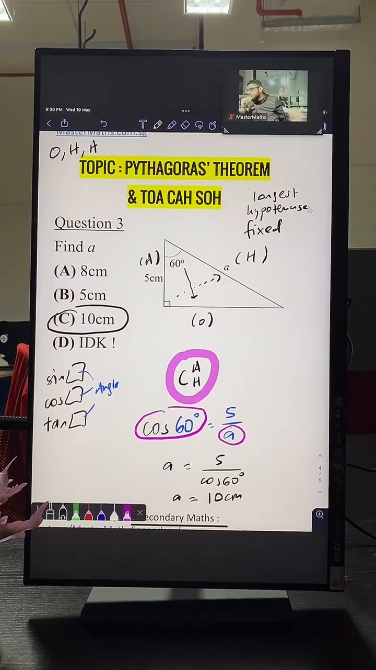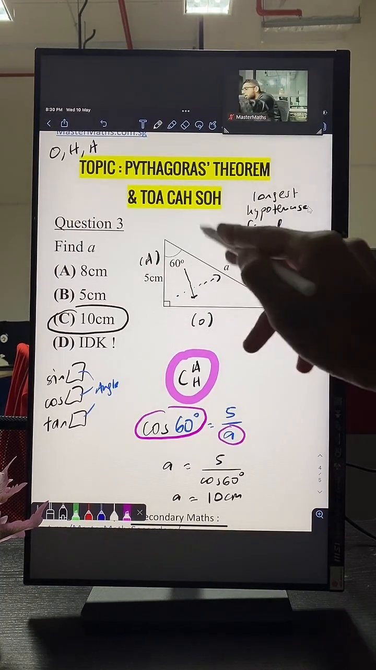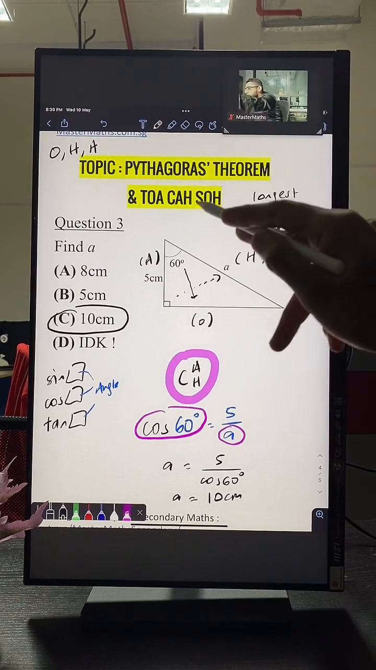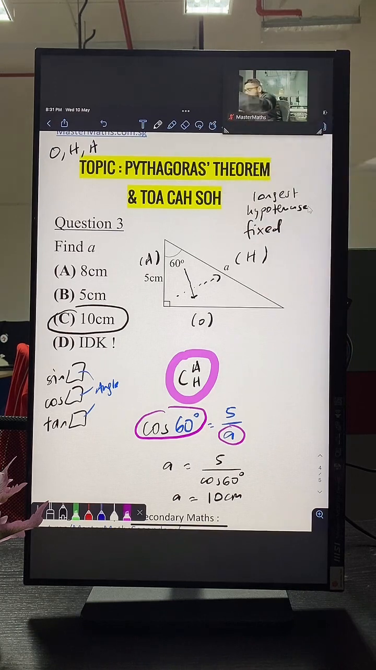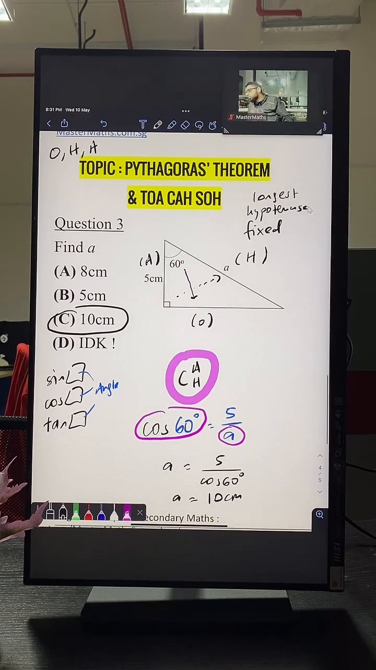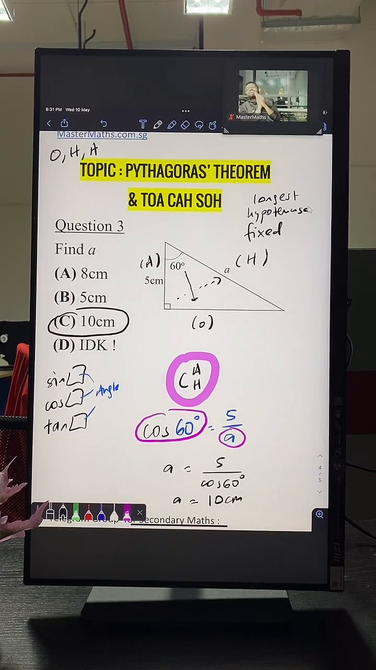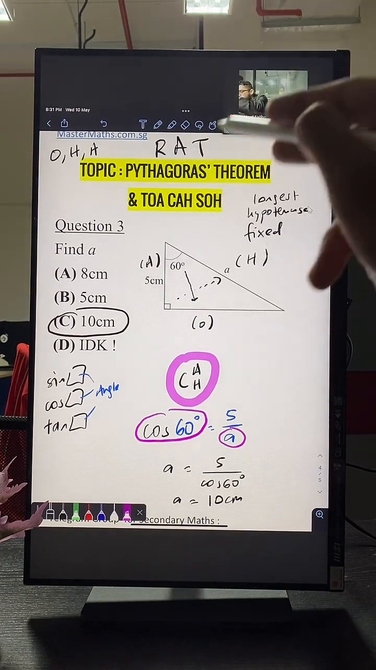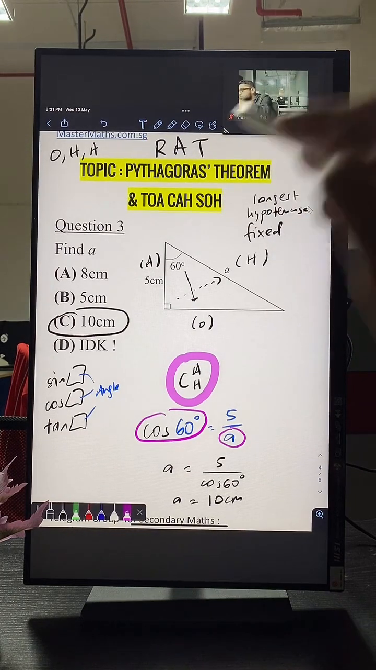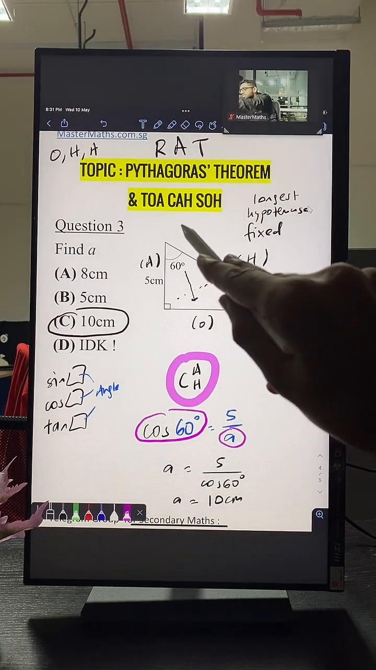Okay, so again, when you see right angle triangle, think about Pythagoras Theorem, think about TOA CAH SOH as well, guys. Okay, these two things are your focus for right angle triangle. For those who just joined today, we are doing right angle trigonometry, alright, or what I call RAT. RAT. What is RAT? Right angle triangle. When you see this, focus, zoom in on Pythagoras, zoom in on TOA CAH SOH.